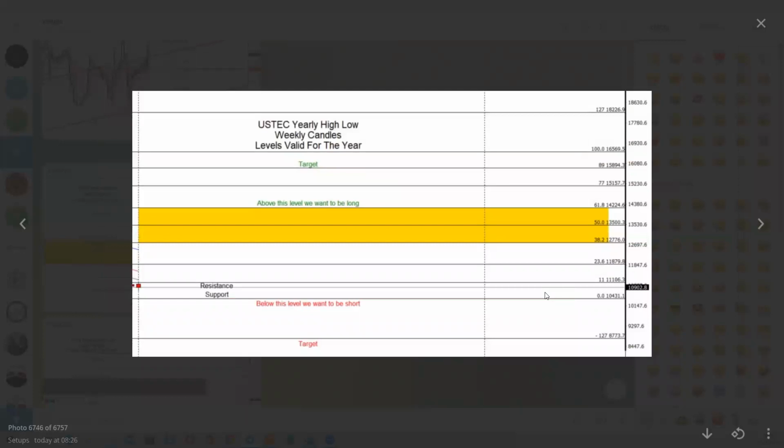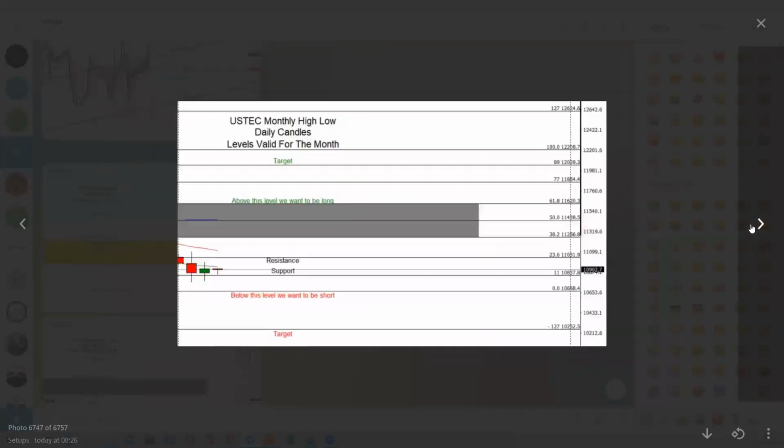On the USDAQ yearly high-low, currently between levels of 11 and 0, support resistance. Look at moving averages, 50 is above 21, above 8. That's indicating trend is down. So what we're looking for now is to push below the 0 level to aim for that minus 127 level.